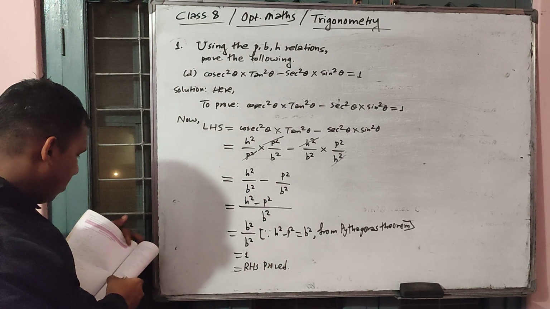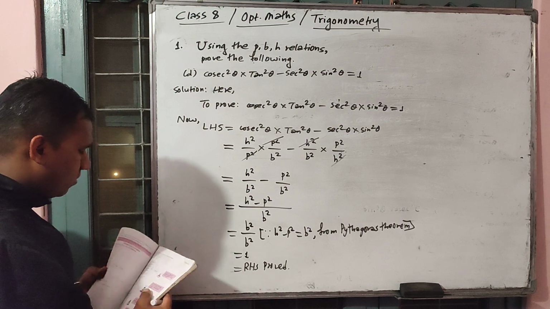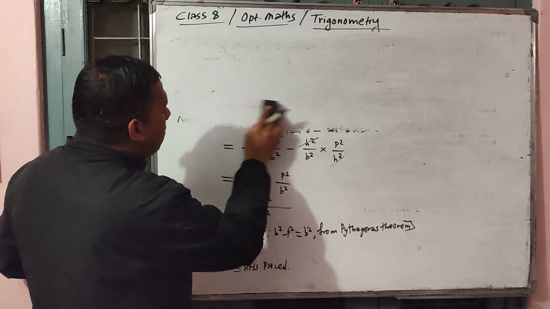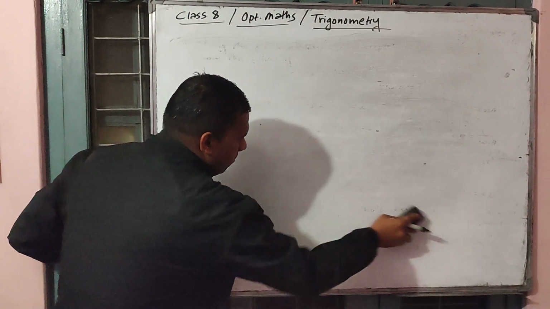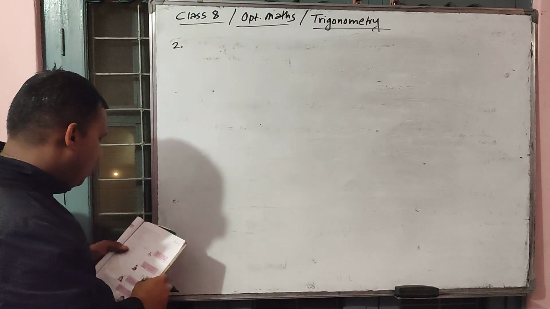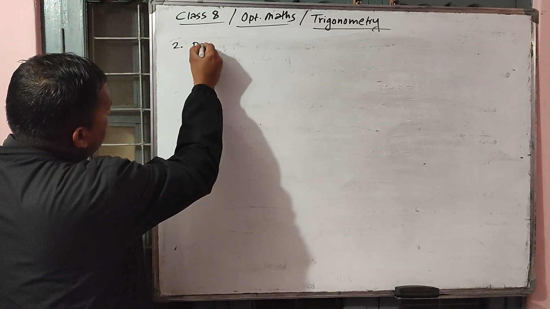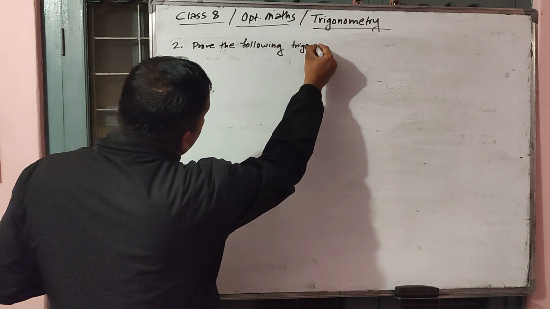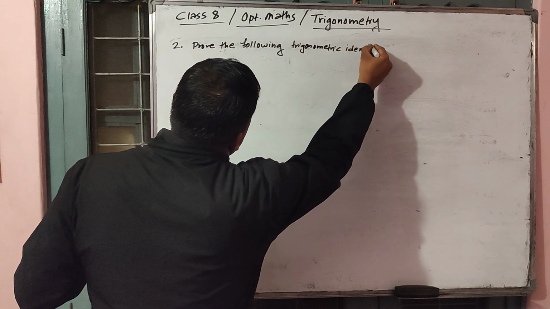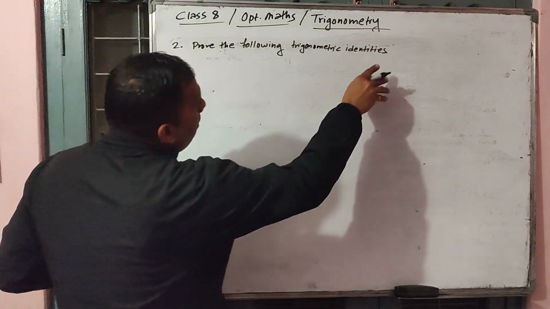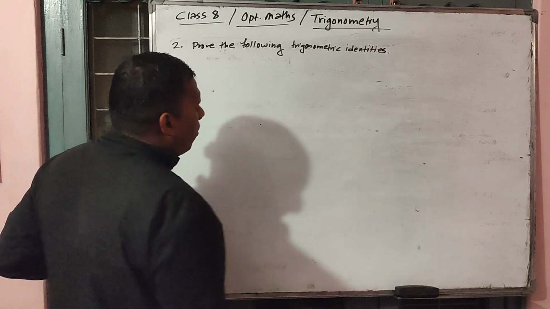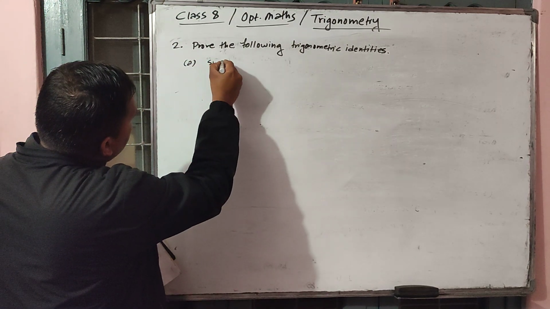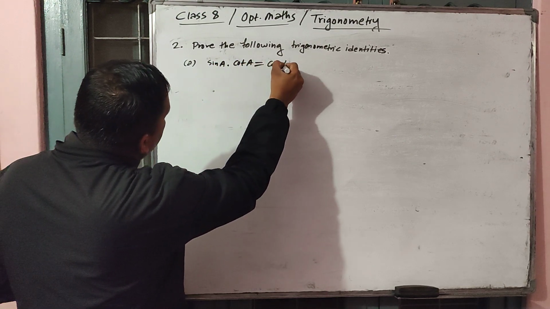Okay, now we go to the next question. Question number 2. Prove the following trigonometric identities. Now, the first question is sin A dot cot A equals cos A. Sin A dot cot A equals cos A.